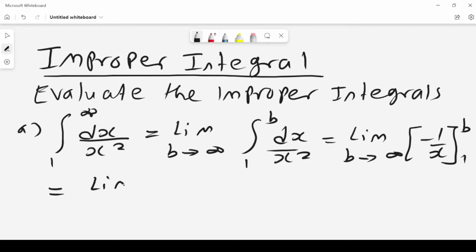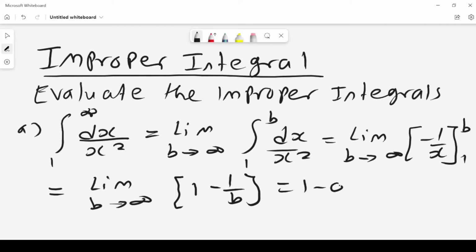So when we find the limit as b tends to infinity of 1 minus 1 over b, this will be equal to 1 minus 0.